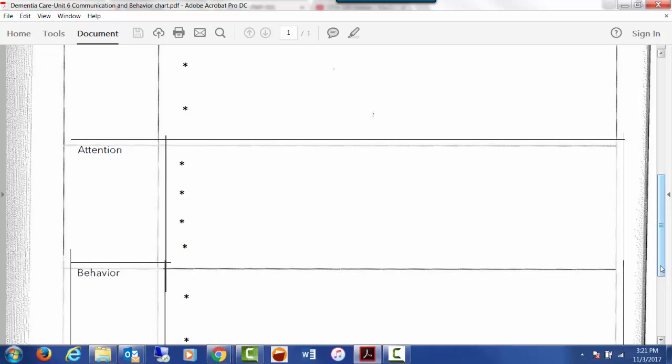Attention challenges. Communication approaches for attention challenges include make direct eye contact, unless this is culturally unacceptable. Do this before delivering your communication, and stand or sit in front of the resident when communicating. Try not to communicate from behind or off to the side of the resident.